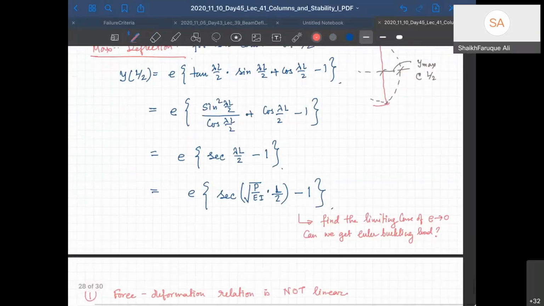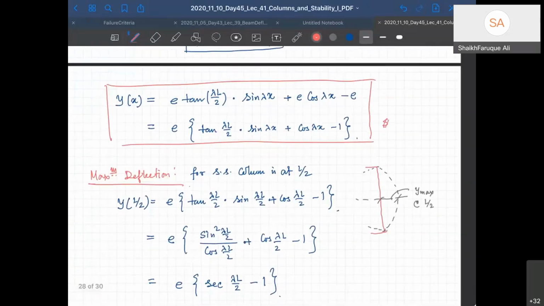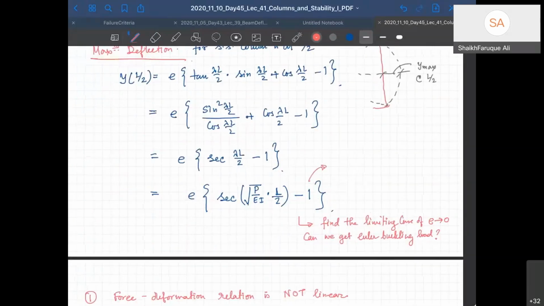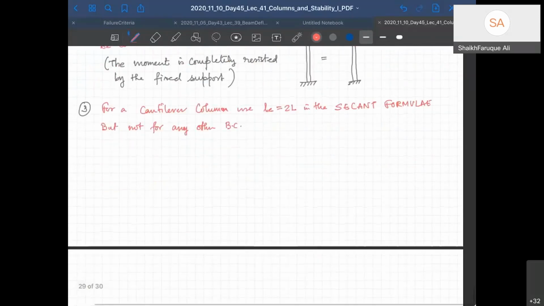Call it second formula. This is not second formula, this is second formula. All right, but not for any other boundary. For that, you have to find it from first principle.